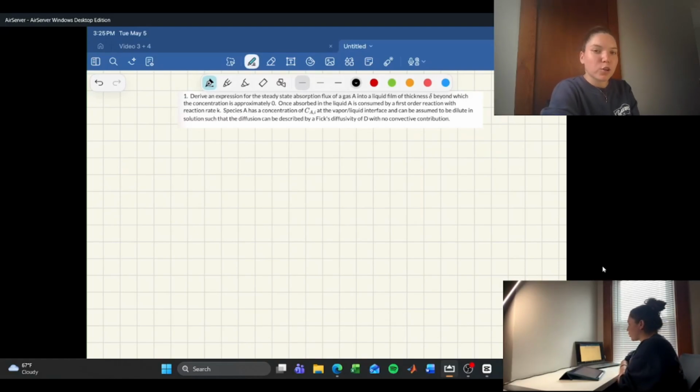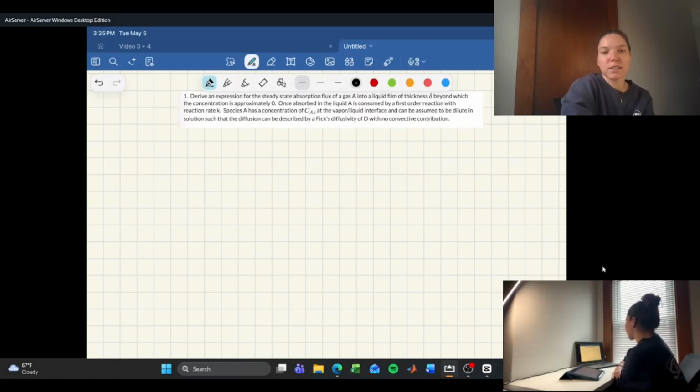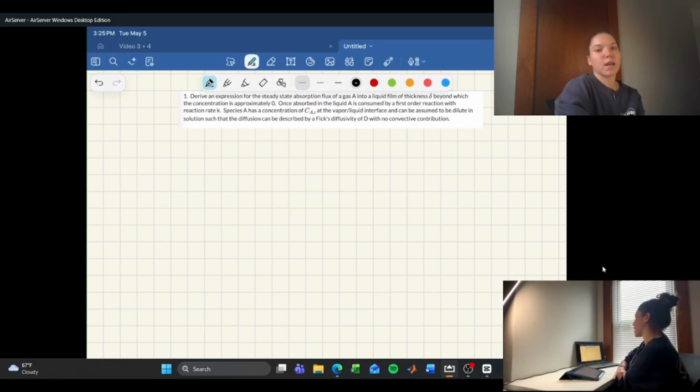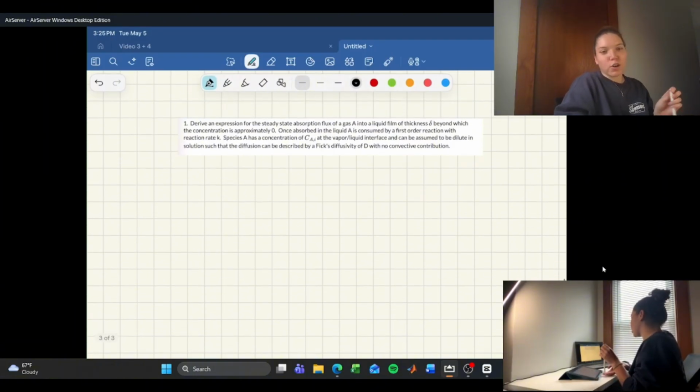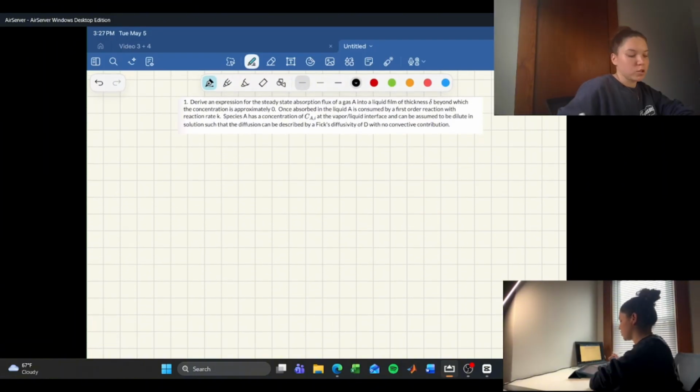Hello and welcome to the last part of homework 4. So now we get to derive an expression for the steady state absorption flux of gas A into a liquid film of thickness delta, beyond which the concentration is approximately 0. How exciting. Okay, let's start by drawing this out.